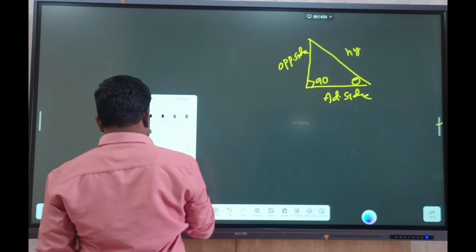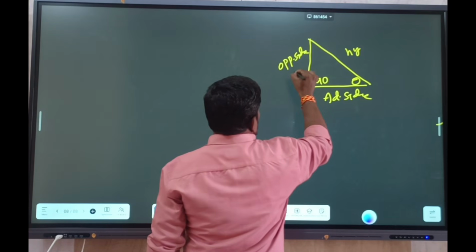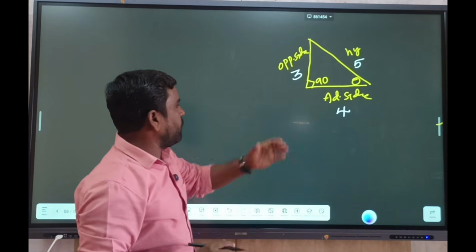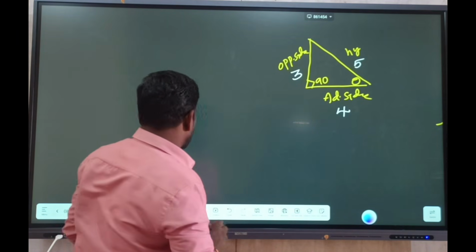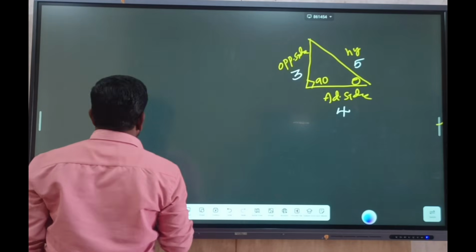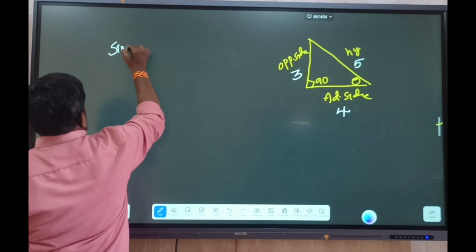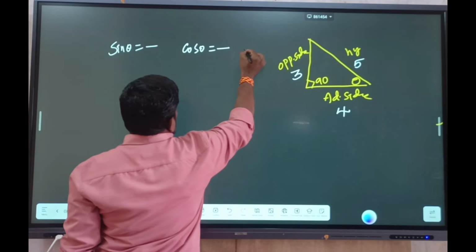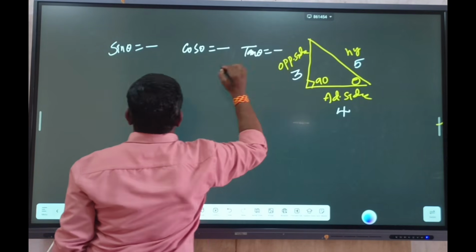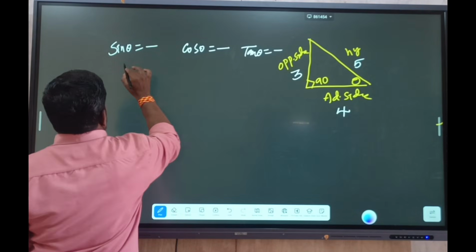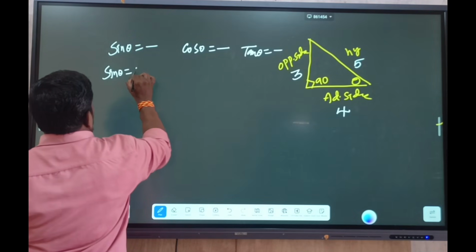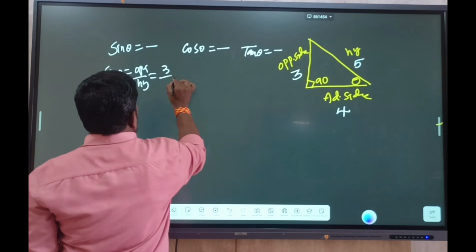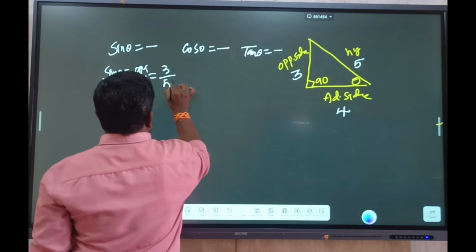Here, this is 3, this is 4, this is 5, Pythagorean triplet 3, 4, 5. They ask questions: sin theta, cos theta, tan theta. Sin theta formula is opposite side by hypotenuse. Opposite is 3, hypotenuse is 5. So sin theta is 3 by 5.